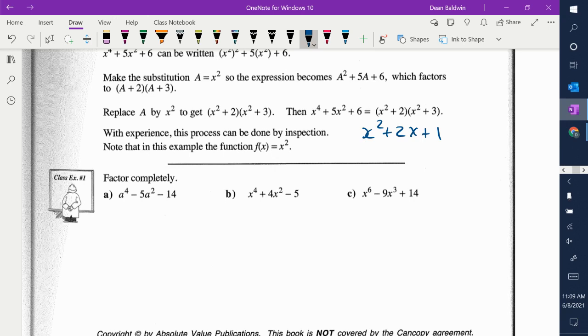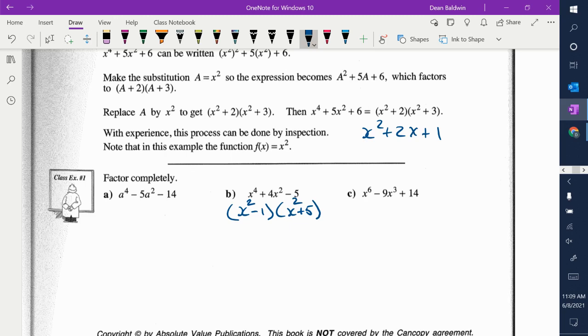-1 and 5. (x minus 1)(x plus 5). Okay? Now, what's wrong with what I just wrote? There's not enough x's. To get this x to the 4, these have to be x squared, right? So when you get a question like this, just make sure that these will multiply to give you this.